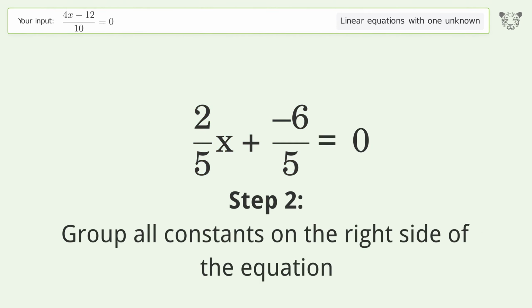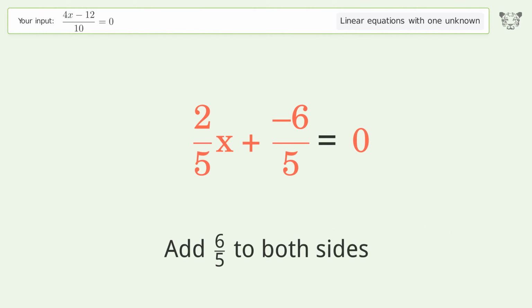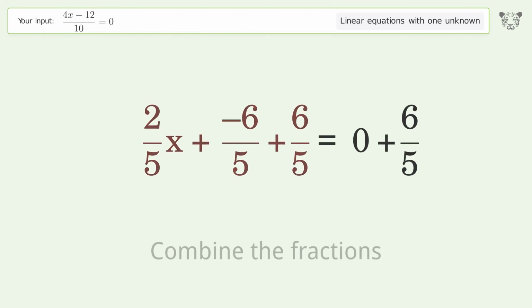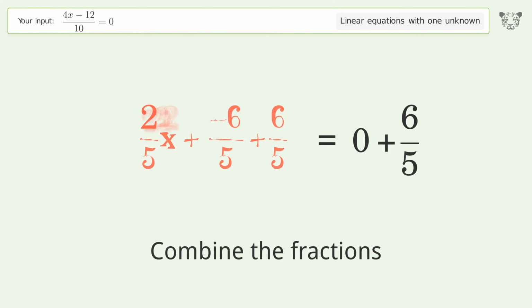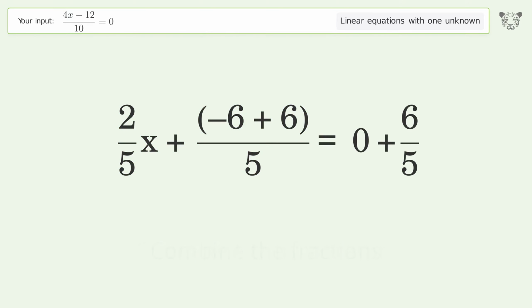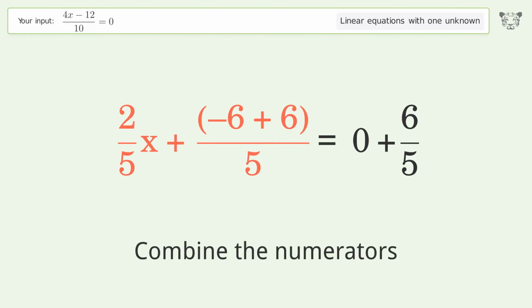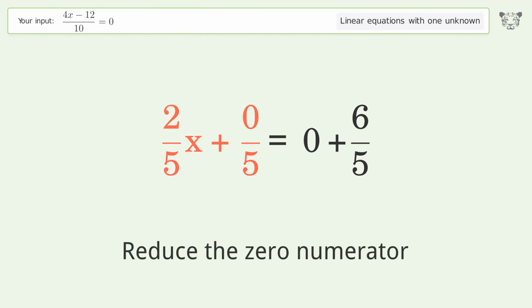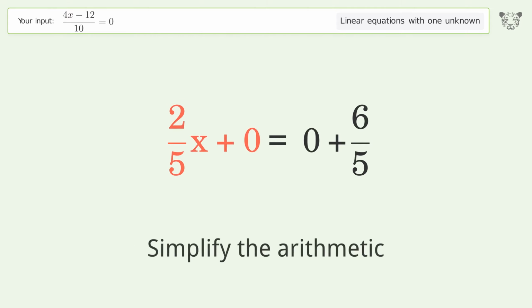Group all constants on the right side of the equation. Add 6 over 5 to both sides. Combine the fractions. Combine the numerators. Reduce the zero numerator. Simplify the arithmetic.